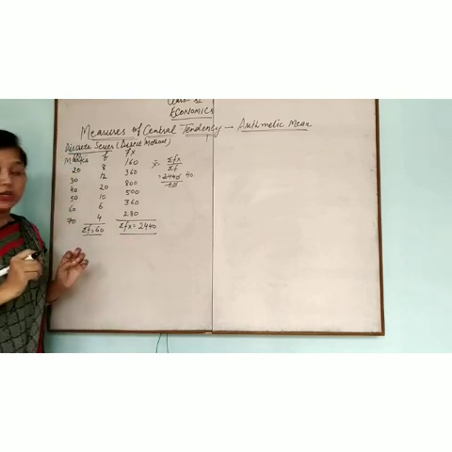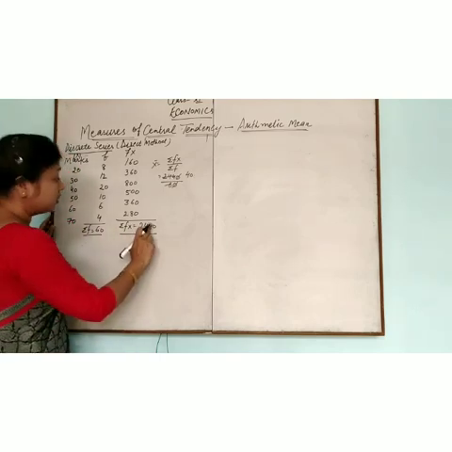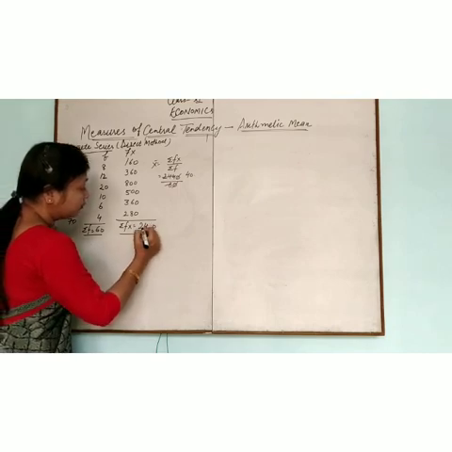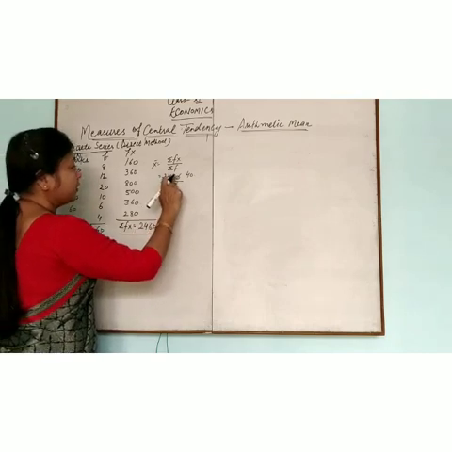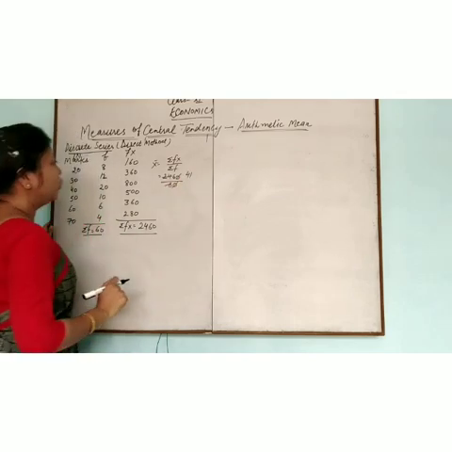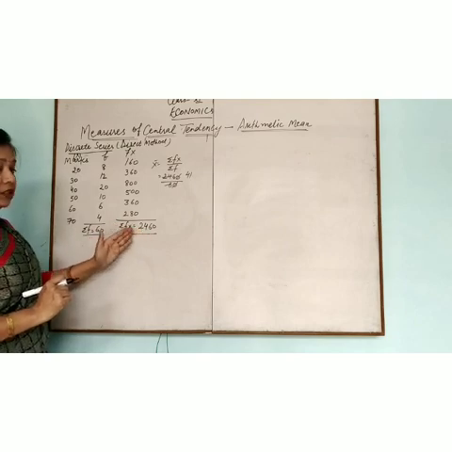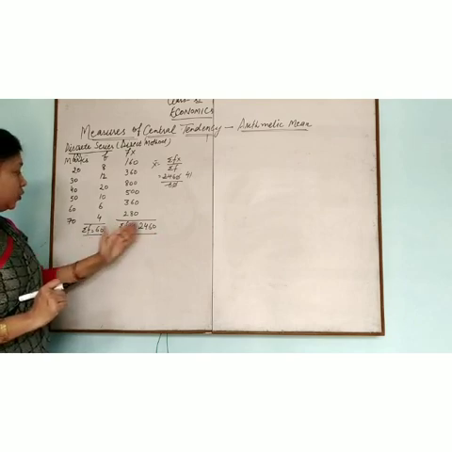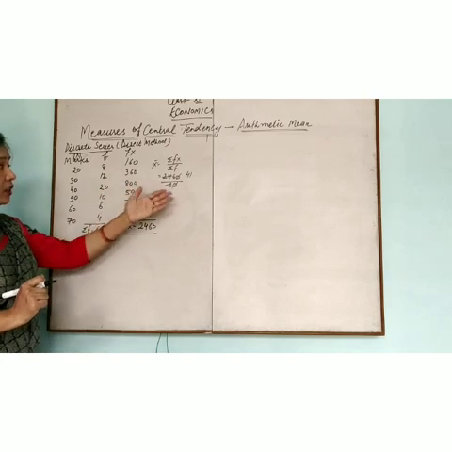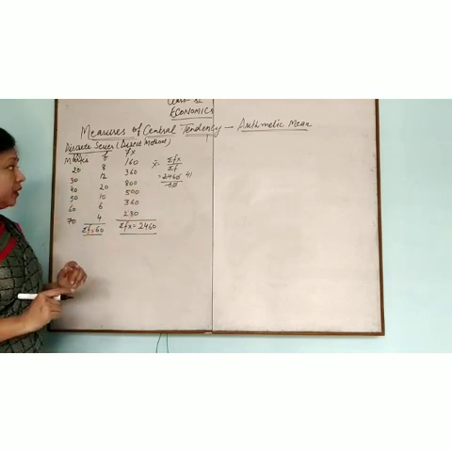That is equal to 40. Sorry, this is 2460. The answer is 41. First of all, we will do the sum of fx. That sum of fx is 2460 divided by 60. That is equal to 41. This is our direct method.